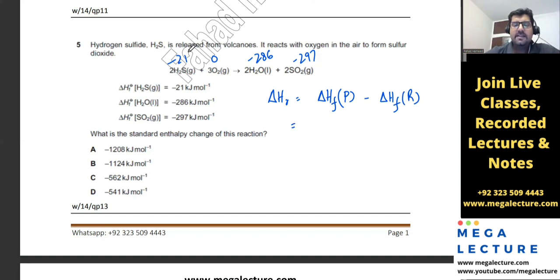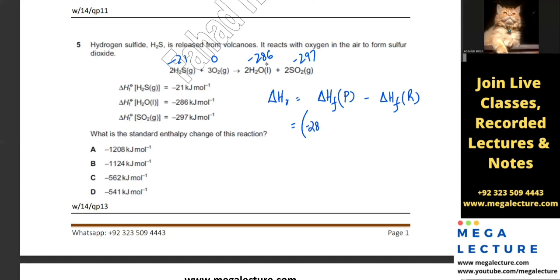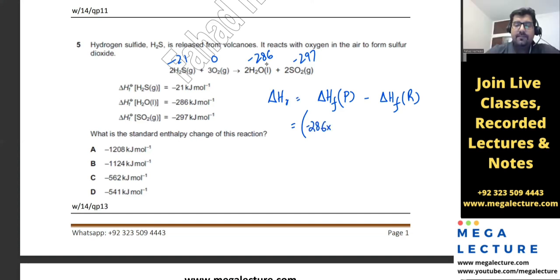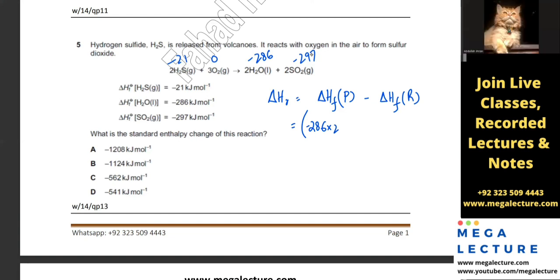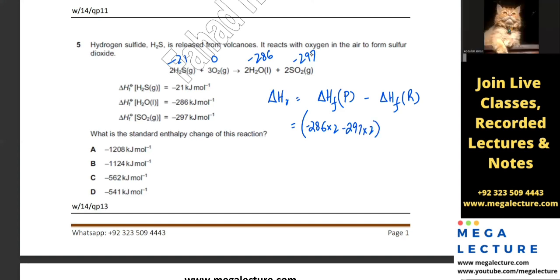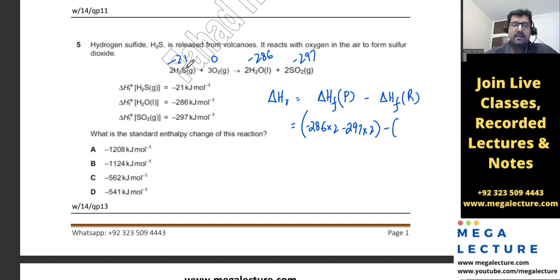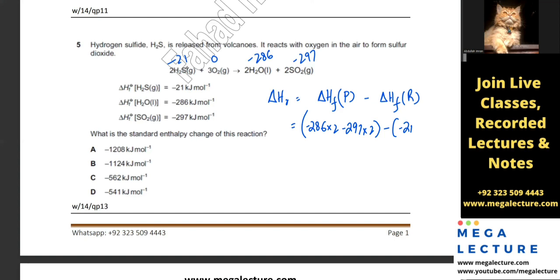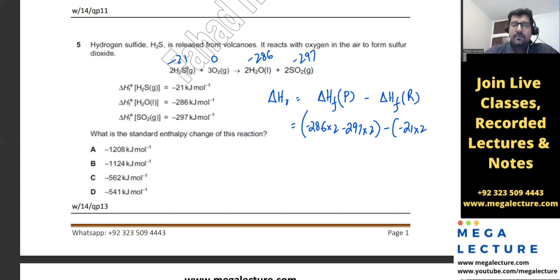So product minus reactant: minus 286 times 2, that's my product. Be careful with the signs. You get minus 286 times 2. Then you have minus 297 times 2. And minus your reactants, which are minus 21 times 2. And the other one is 0.